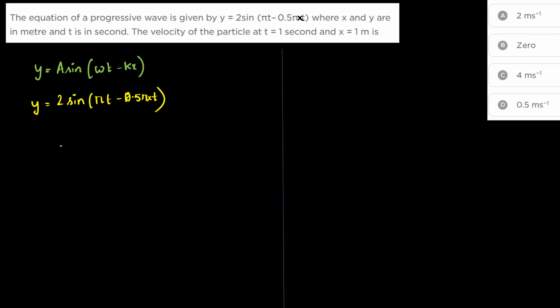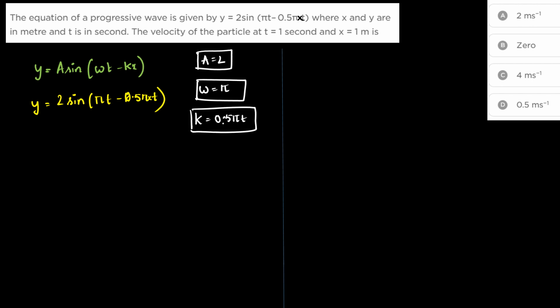Now you compare both of them. Comparing both of them, I can get the value of a. The value of a is 2, right? And what is the value of omega? Omega is equal to pi. And similarly, I can find out the value of k as well. So what is the value of k? It is 0.5 pi and it is t. This is the value.